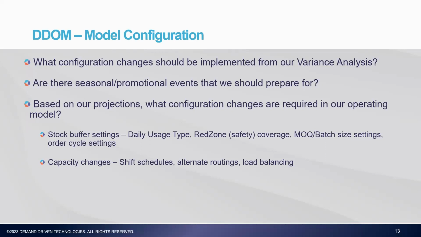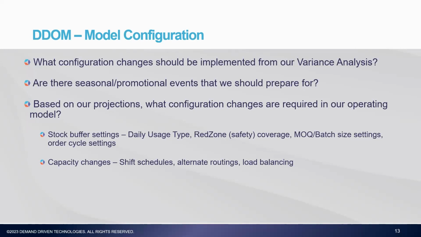We may choose to alter some of the buffer settings, like the daily usage type, the red zone coverage that we've got, or settings around batch size, minimum order quantity, or order cycle, or a number of other parameters where we can more effectively tune those to give us that agility and resilience.